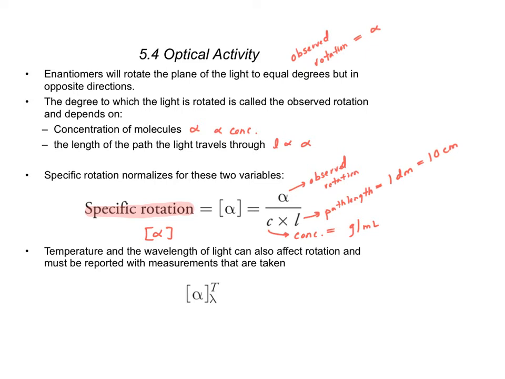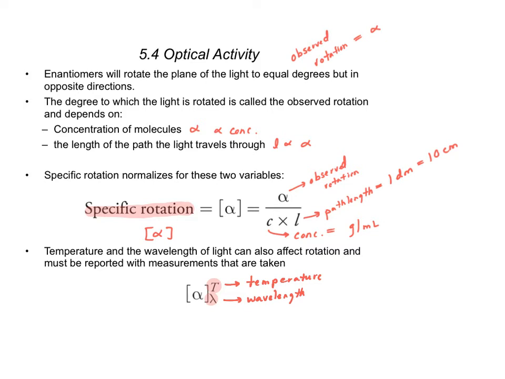One other thing about specific rotation: it depends on the concentration, so we have a means by which we can normalize for that. It depends on the path length. There are other experimental variables that also affect observed rotation. One of them is temperature, the big T here. The other is the wavelength of light used, which we denote by this little Greek letter lambda. That's the wavelength of the light source that we shine into the sample.